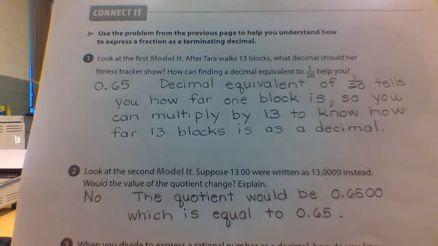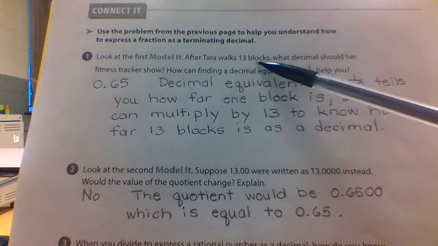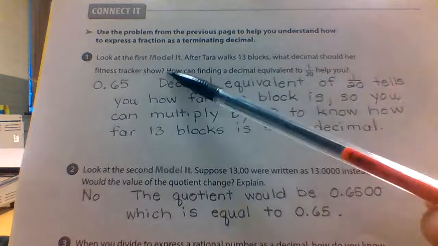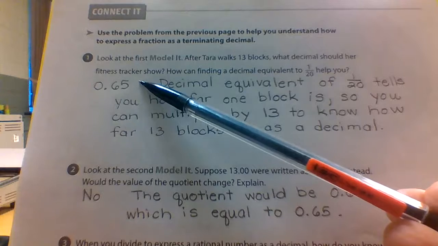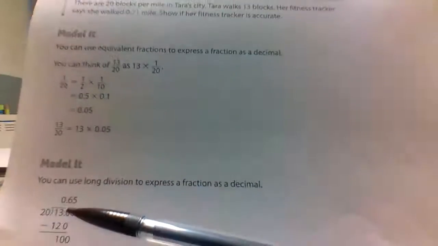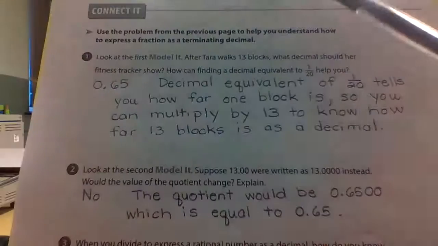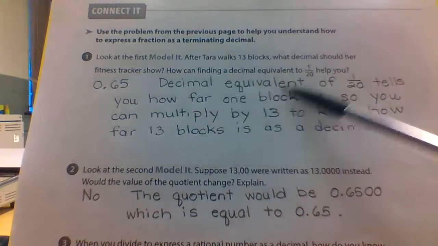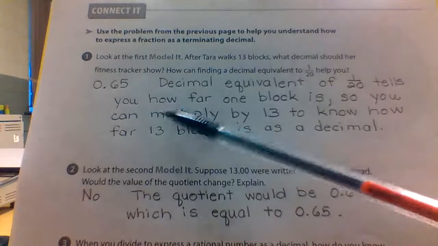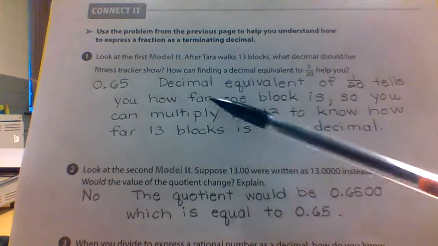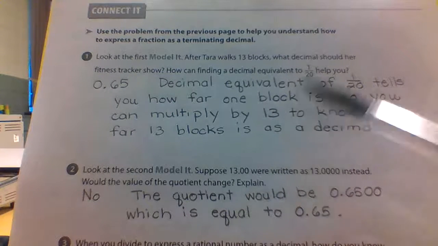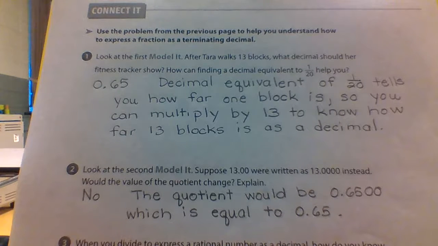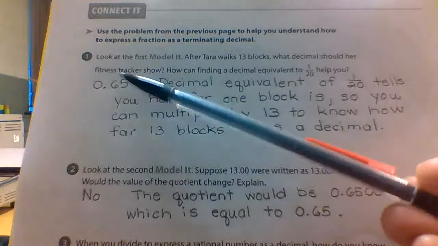Okay, so we're looking at the Modelits. After Tara walks 13 blocks, what decimal should her fitness tracker show? Well, it should show 0 and 65 hundredths, just like over here on the Modelit. The 0 and 65 hundredths, okay? And like we had on the Try It, the decimal equivalent of 1/20th tells how far one block is. Then you can multiply it by 13. So you could say 1 divided by 20, get your answer, multiply it by 13, and guess what? You're going to come out with 65 hundredths.